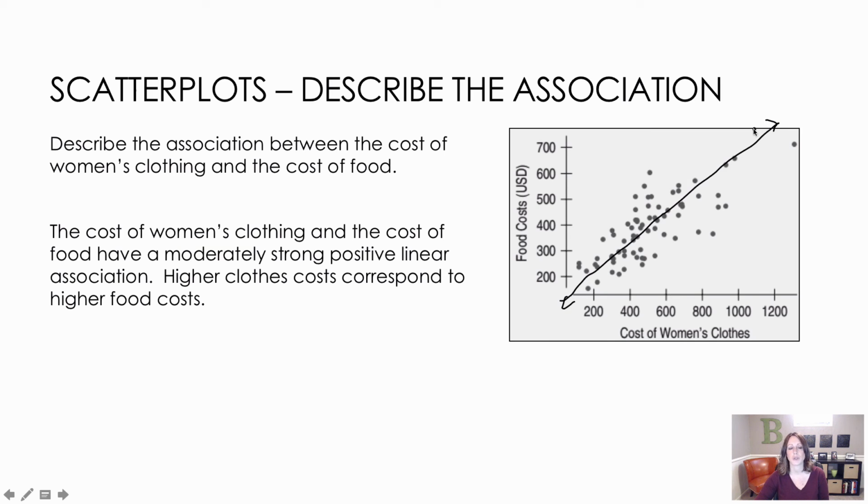So again, I drew a straight line. And then this part's very important. So here I said the cost of women's clothing and the cost of food, so women's clothing and food, have a moderately strong positive linear association. So that's all of those: strength, form, and direction. And then I say what that means in the context. So I'm saying higher clothes costs. So as the X variable increases, what's happening to Y? The Y variable is increasing. So higher clothes costs correspond to higher food costs.